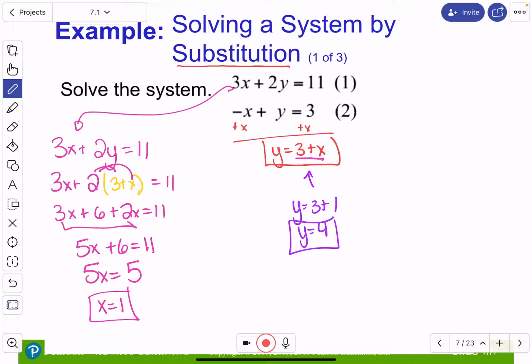We can plug those into one of the original equations to test. So 3 times 1 is 3, 2 times 4 is 8, and 3 plus 8 is 11. So it works, meaning our solution set is the point (1, 4).